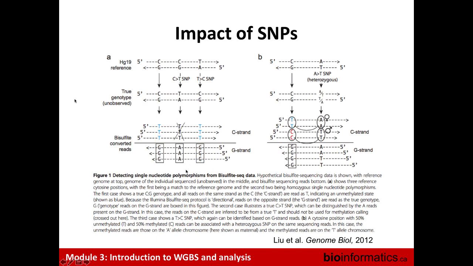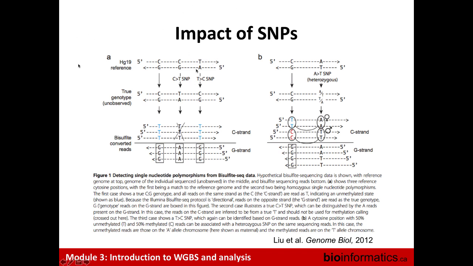If we have sufficient reads such that we have reads on the reverse strand, though, we should see an A in this case because there's a SNP, and that would change our interpretation to say this is not an unmethylated C, this is actually a SNP.